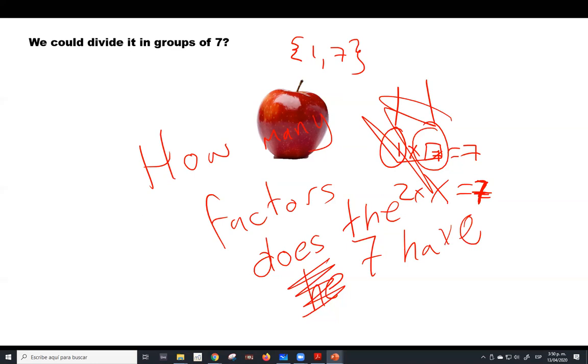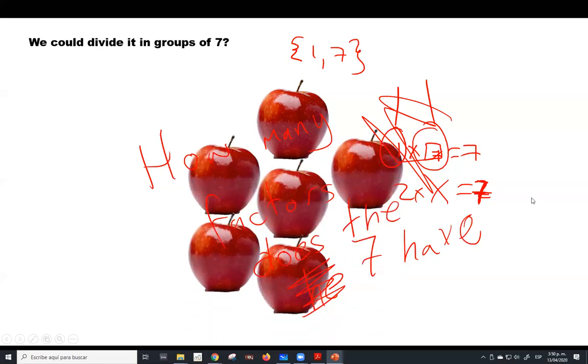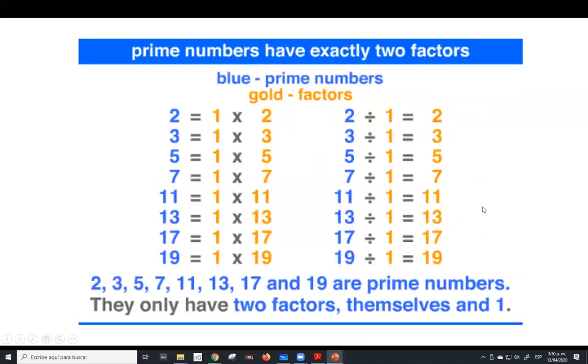So how many? You have 2. Is it a prime number or not? Yes, it is a prime number. Okay, and the numbers that are not prime, except the one, are called composite. Here you have a list of some prime numbers from 2 to 19, and you can see that the gold numbers are the factors, and they don't have any other factors.